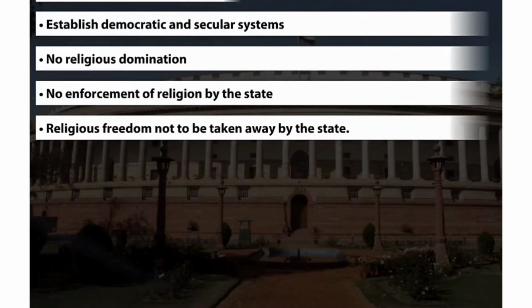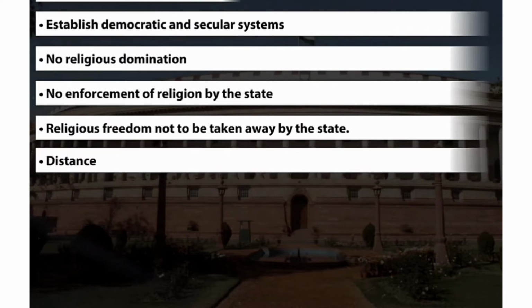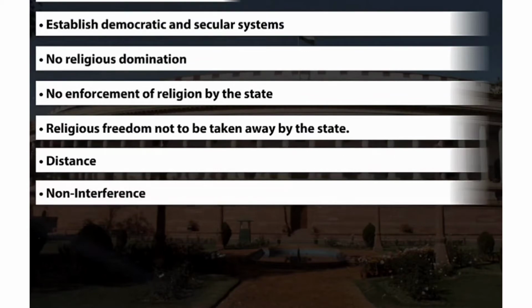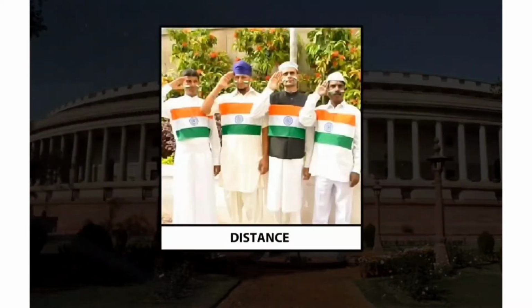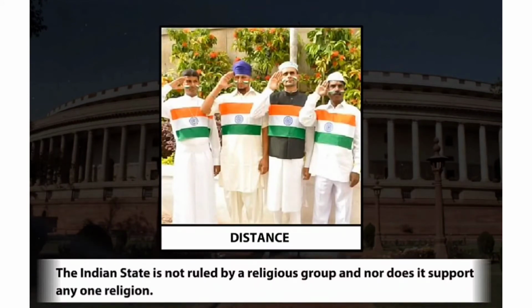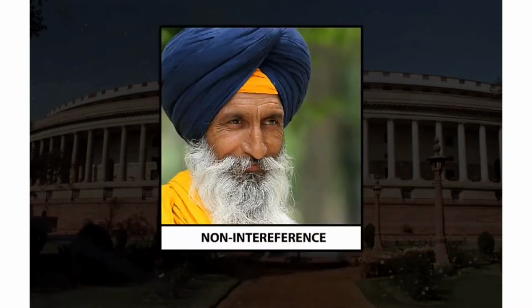To implement these secular principles, the government of India works in three different ways. First is distance, second is non-interference, and third is intervention. It uses the strategy of distancing itself from religion. This means that the Indian state is not ruled by a religious group, nor is it supported by any one religion.